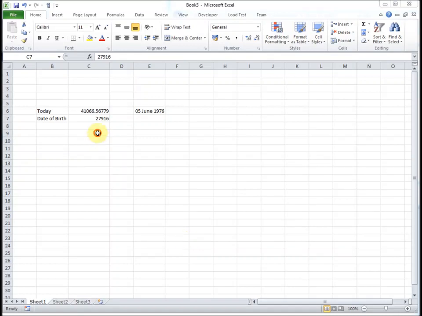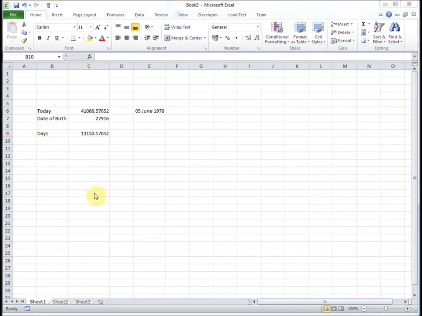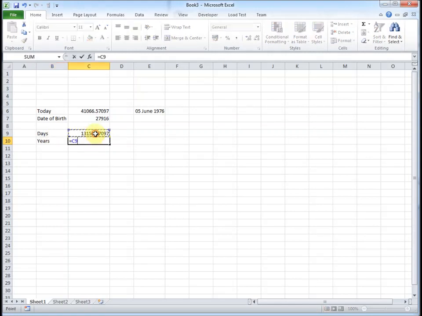Well, we can take one away from the other. We can say equals today's date minus that date of birth and press enter, and we discover that there are 13,150 days that that person had lived. Still not quite as useful as we'd like it to be. We really want to know how many years that person has lived, so we can take equals that divided by 365 days in the year.